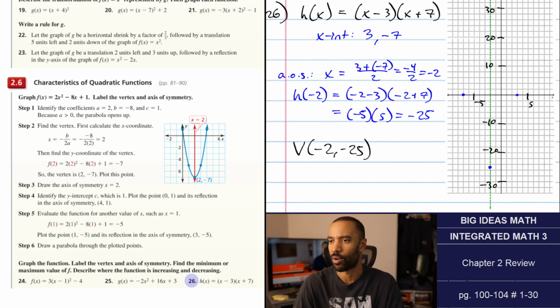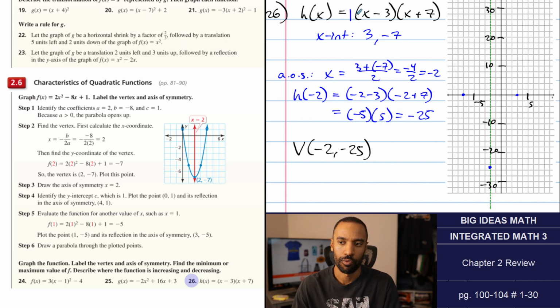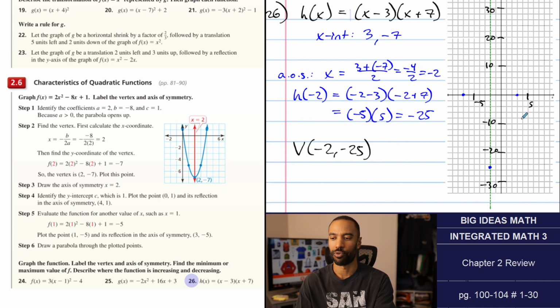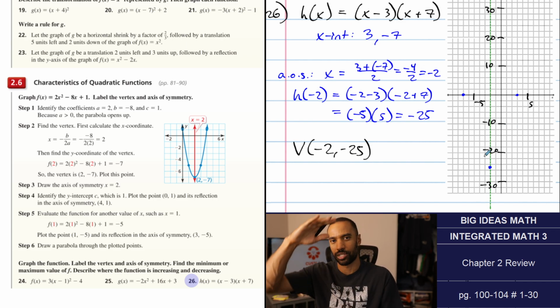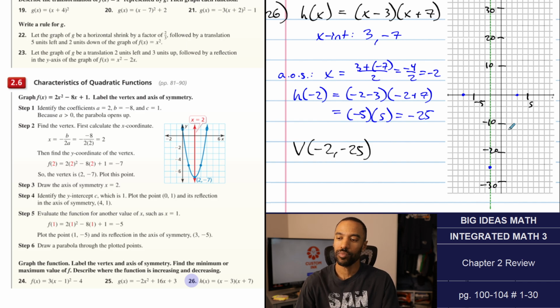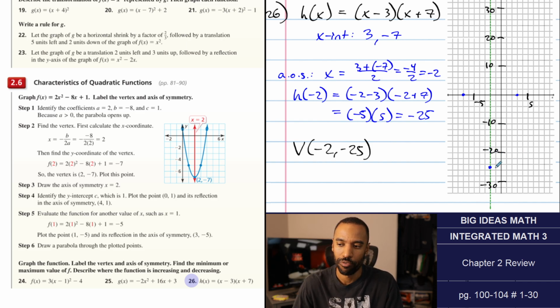Let's just plot some points to graph, and then we'll answer the rest of the questions on the minimum and the increasing and decreasing. Now, like I said, this is a stretch factor of 1, which means we get to go 1, 1, 2, 4, etc. But these are crushed twice as small. So when I go 1, 1, I do go over 1 on x, but I go up 1/2 on y.